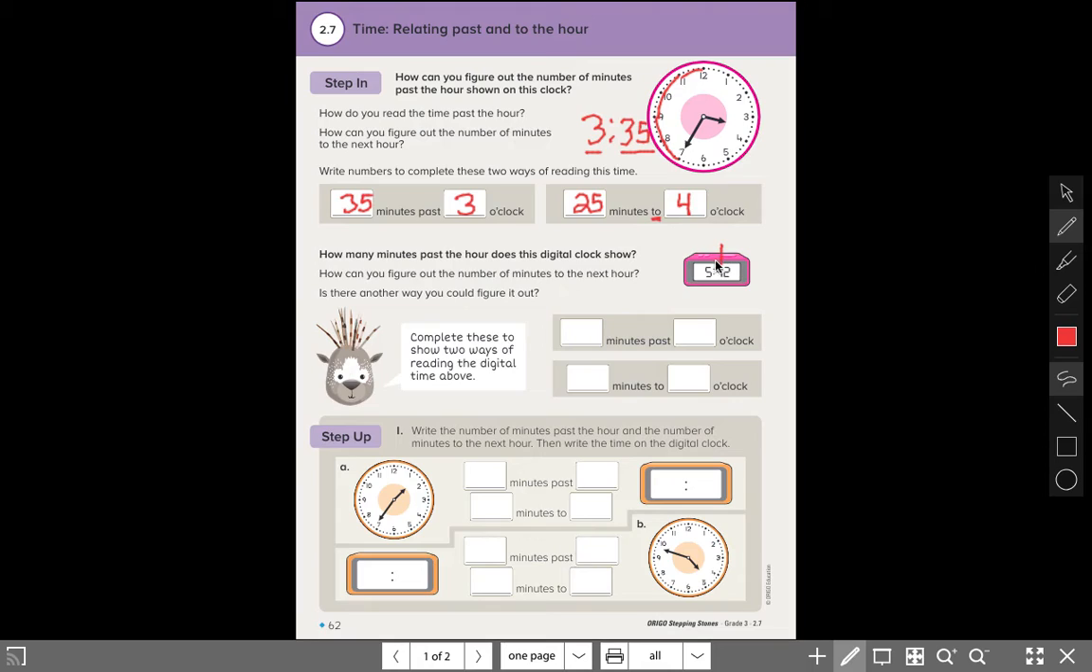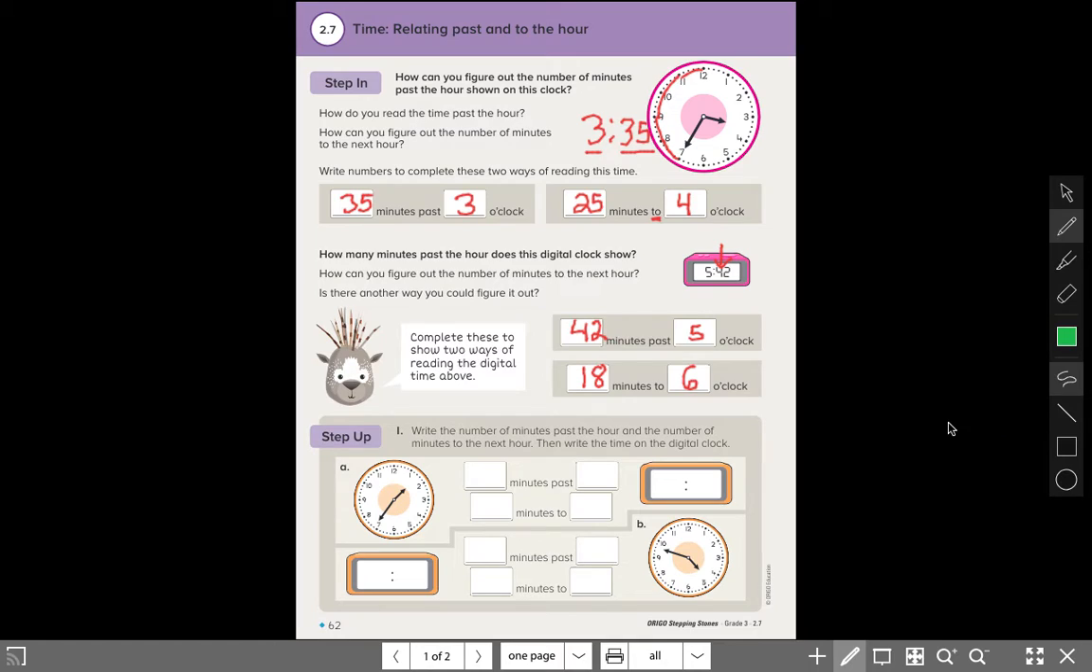5:42. Start with the minutes. It is 42 minutes past 5 o'clock. The hour that comes after 5 is 6. So how many minutes do we need to go to get to 6 o'clock? We need 18 minutes to get to 6 o'clock.